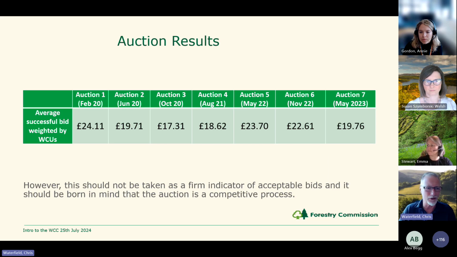So, what have the auction results yielded so far? Well, you can see there that the price is round about, give or take, £20, £21. Our auctions have been relatively successful in terms of attracting people, and they are a competitive auction, and there's more detail on the Woodland Carbon Guarantee website as to how they run, but the price there should not be taken as a firm indicator of acceptable bids.